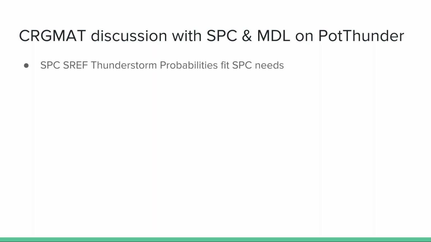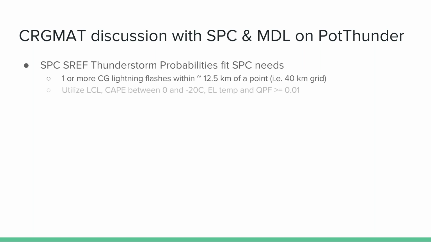probability of thunder. First, to discuss the SPC SREF thunderstorm probabilities, they were developed to kind of fit the SPC needs. And for their definition, they're looking at cloud to ground, one within about 12.5 kilometers of a point or a 40-kilometer grid.